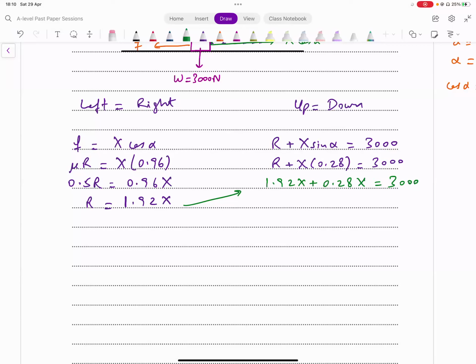1.92 plus 0.28, that is giving me 2.2. Now 3000 divided by 2.2. Let's see what that turns out to be. 3000 divided by 2.2, and that is giving me x equal to 1363.6. We can say 1364 Newton. This is our final answer. Okay.